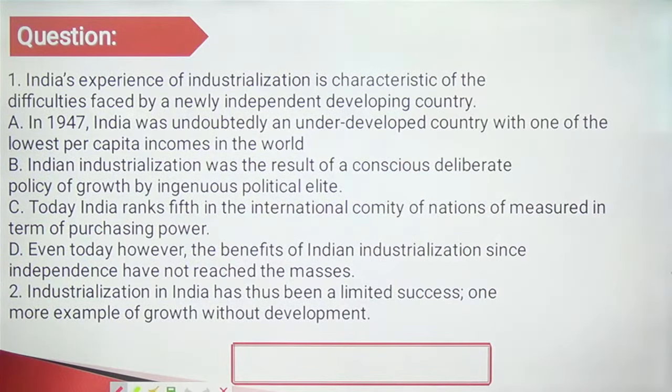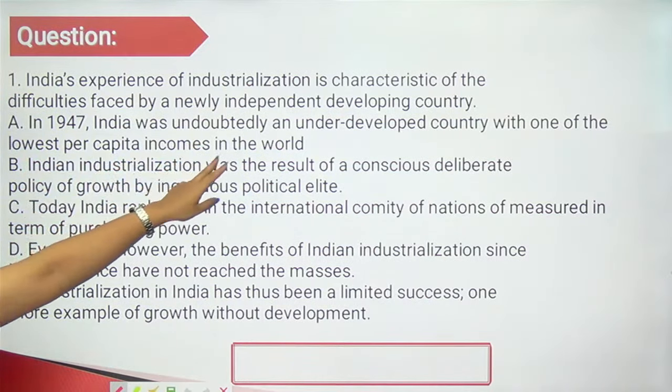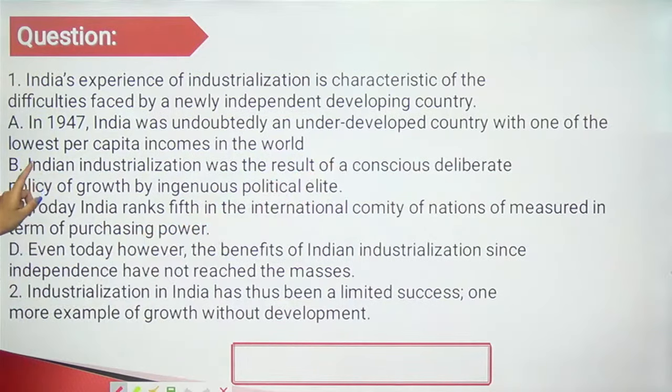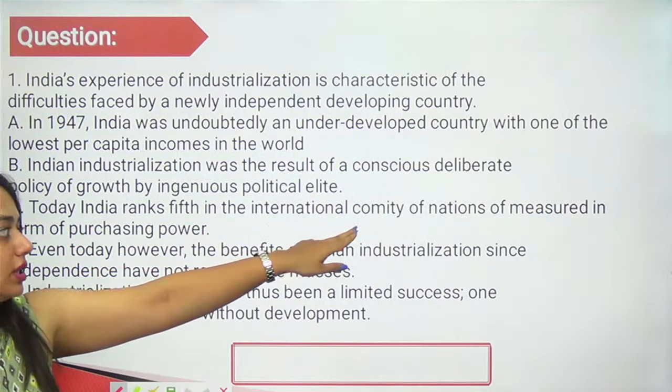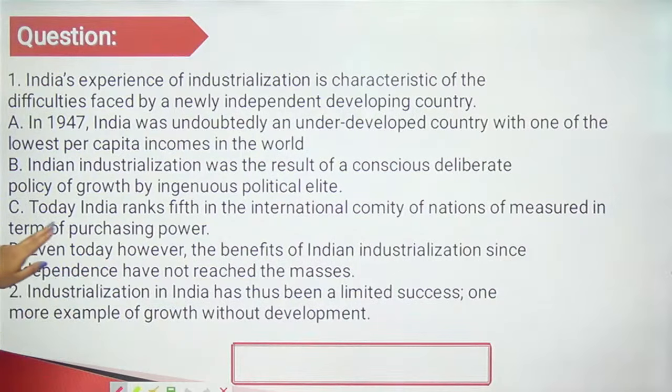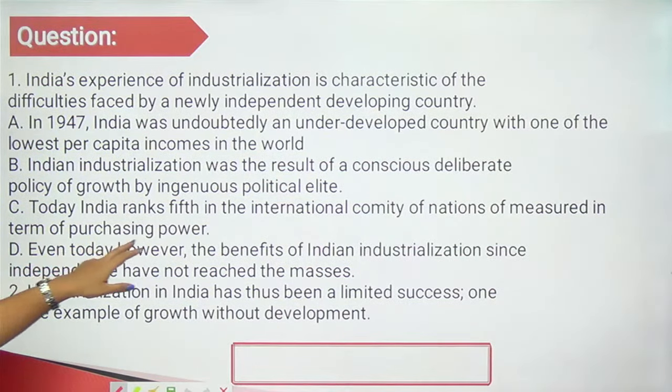Let's see what can be the second one. So in 1947, India was undoubtedly an underdeveloped country with one of the lowest per capita incomes in the world. And if you see the next one, Indian industrialization was the result of a conscious, deliberate policy of growth by ingenious political elite. So any idea what can be the second line? Next is, today India ranks 5th in the International Committee of Nations if measured in terms of purchasing power.